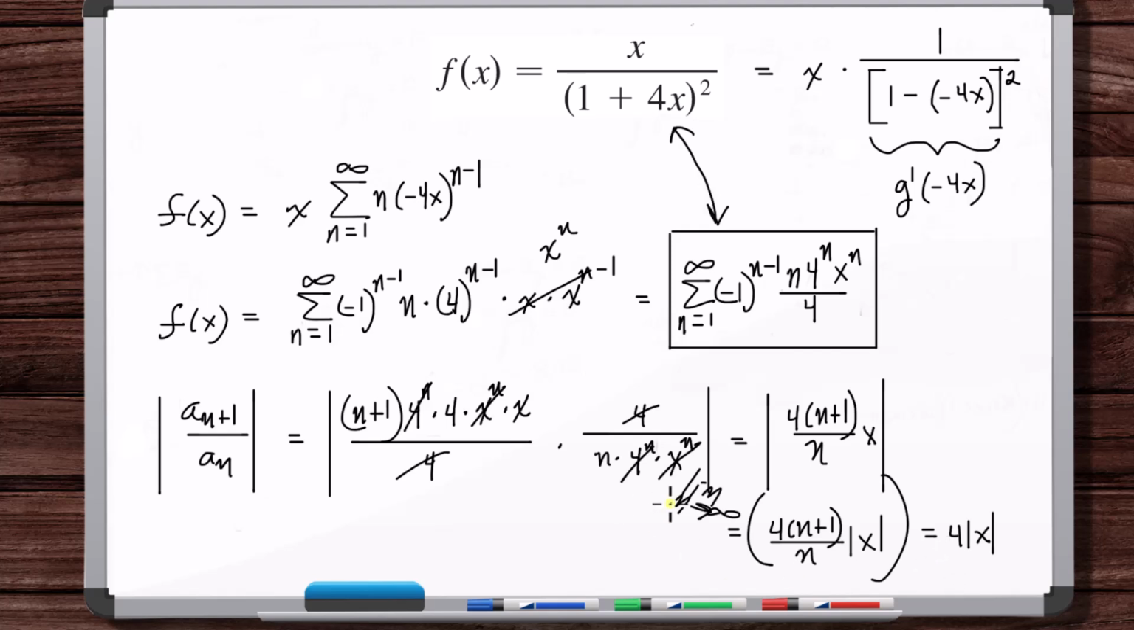So this is the limit as n approaches infinity of the absolute value of a sub n plus 1 over a sub n. And for the series to converge, this needs to be less than 1. So this, dividing both sides by 4. Okay, so this is solving this absolute value inequality. So there you go. The radius of convergence is 1/4.